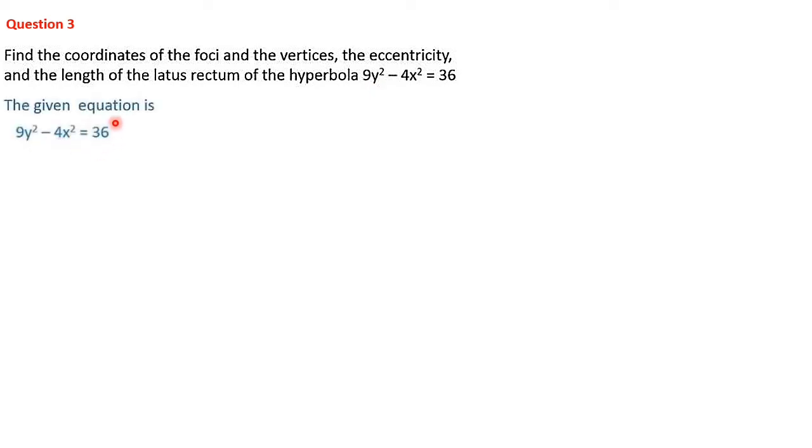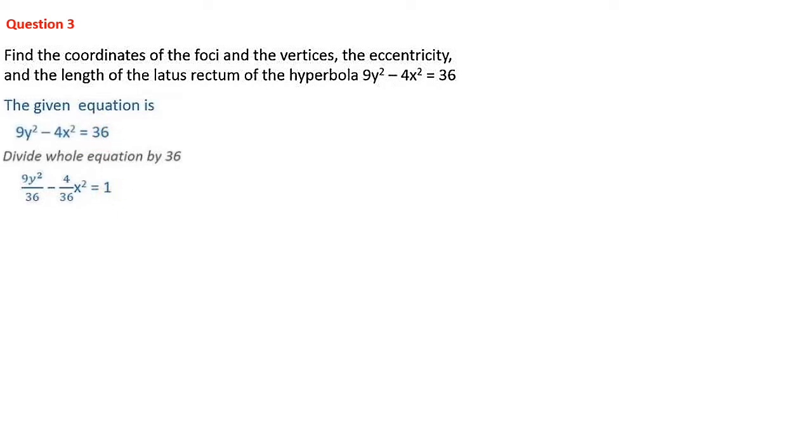First of all, when we consider the right hand side, for an equation of the hyperbola the right hand side is always 1. But here when we check, the right hand side is 36. So first of all we have to remove this 36. What we have to do, we can just divide throughout by 36. So 9y square by 36 minus 4x square by 36 equal to 36 by 36. Here 36 when you divide you will get 1.